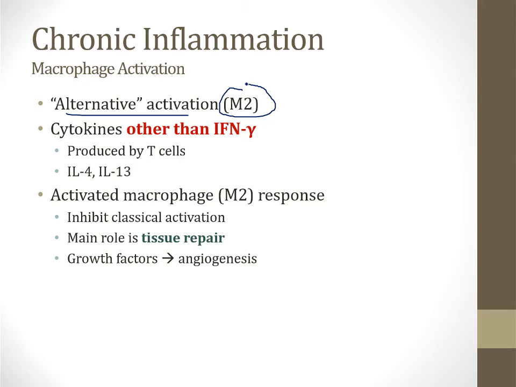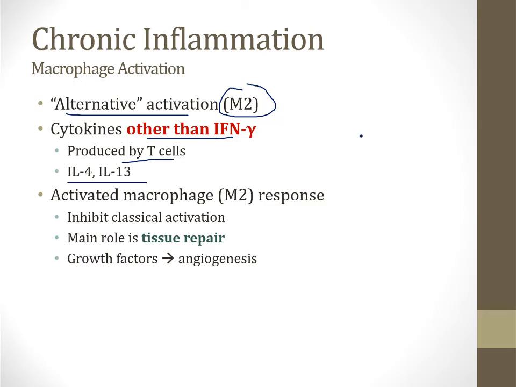And this pathway involves macrophages being activated by something other than interferon gamma, some other cytokine. So besides interferon gamma, many other cytokines are produced as part of the inflammatory response. And some cytokines produced by T cells, especially IL-4 and IL-13, can also activate macrophages just like interferon gamma, but they don't generate the same response. They generate an alternative response.